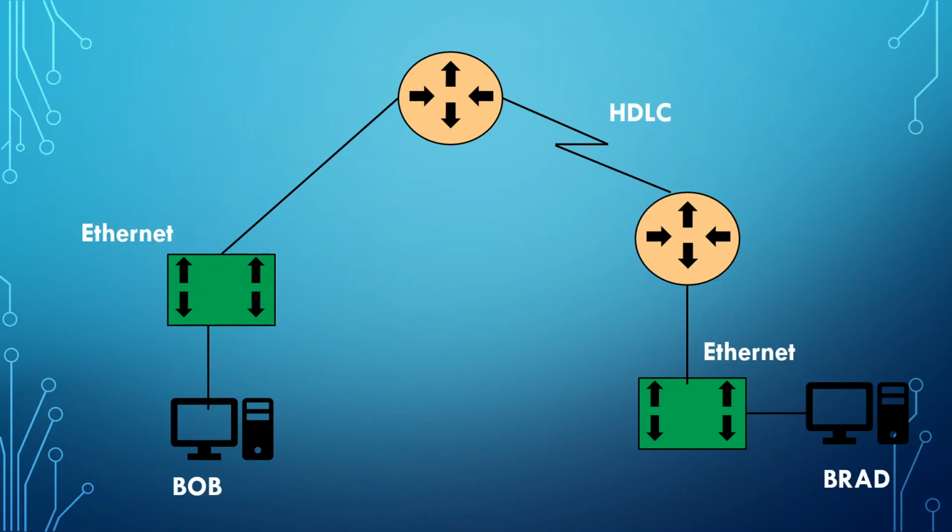Now, all these devices in this network have IP addresses: Bob's got an IP address, so does Brad, and so do this router here and this router here. Even the switches themselves will be assigned IP addresses for management purposes, so we can connect to them remotely and configure those devices. In this case, we can see Ethernet is one type of layer 2 protocol which uses MAC addresses. HDLC is another type of layer 2 protocol.